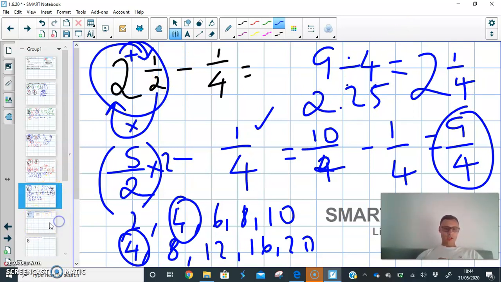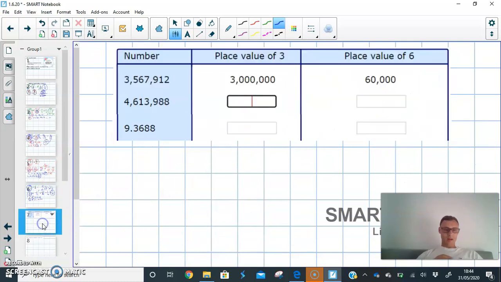So that's a quick recap on adding and subtracting fractions, including mixed numbers. Then some of you have got your place value here. So what's the place value of the 3 in all of these numbers? Well, remember, this is ones, that's tens, that's hundreds, that's thousands. So this 3 would be 3,000.